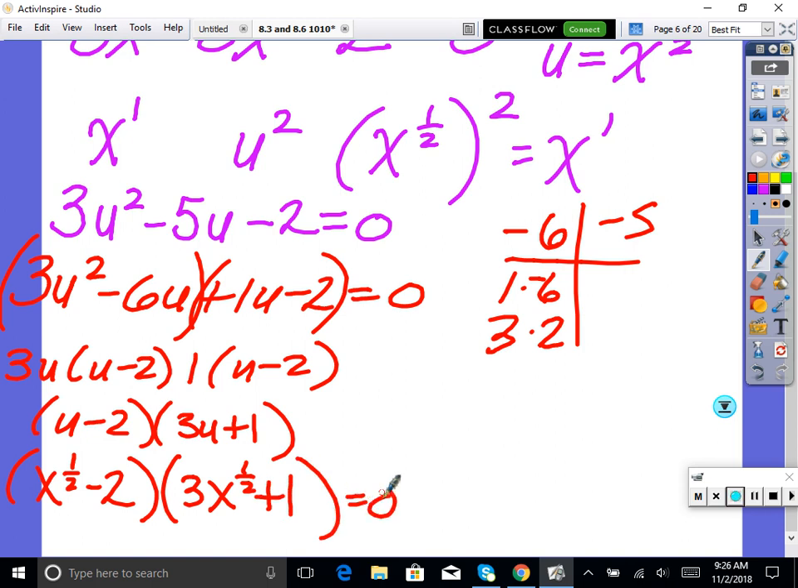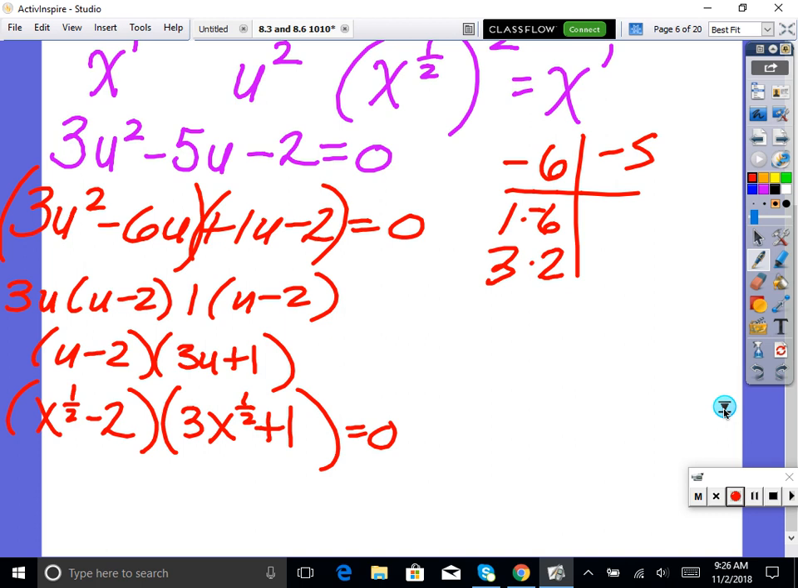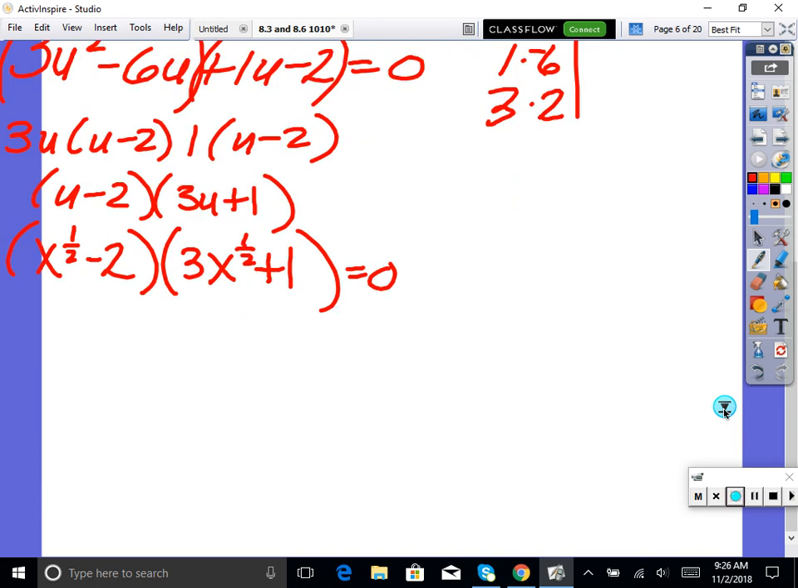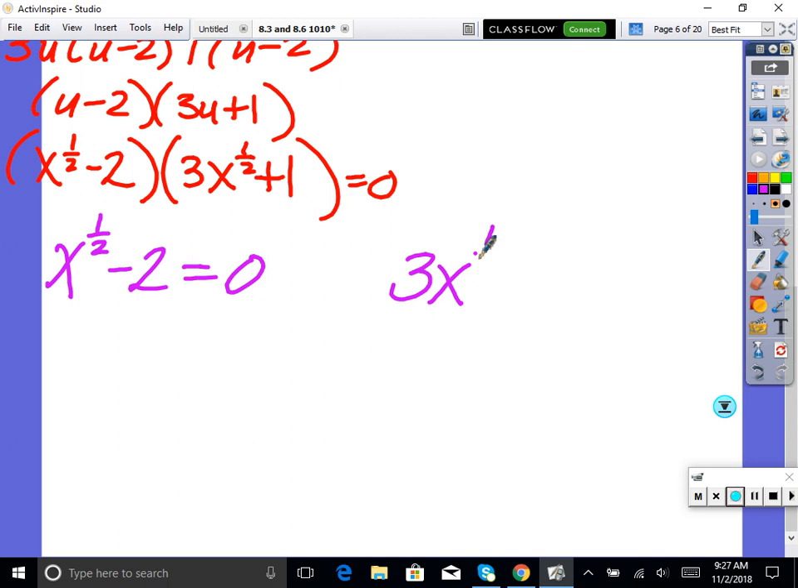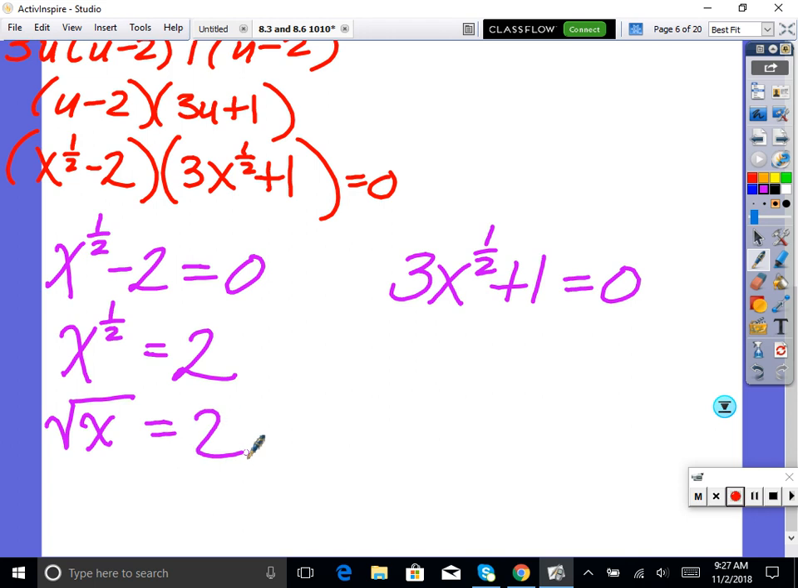So now you'd say, okay, so I can set each of those equal to 0 and solve. I'm going to give myself plenty of room here. x to the 1/2 minus 2 equals 0. 3x to the 1/2 plus 1 equals 0. Let's solve for x. What would I do here? Add 2. We have x to the 1/2 equals 2. What undoes a 1/2 power? A square. Because isn't this, guys, the square root of x equals 2, everyone? Same thing. So what undoes the square root? Square. So we'll square both sides here. Root cancels out with power. x is equal to 2 squared, which is 4.